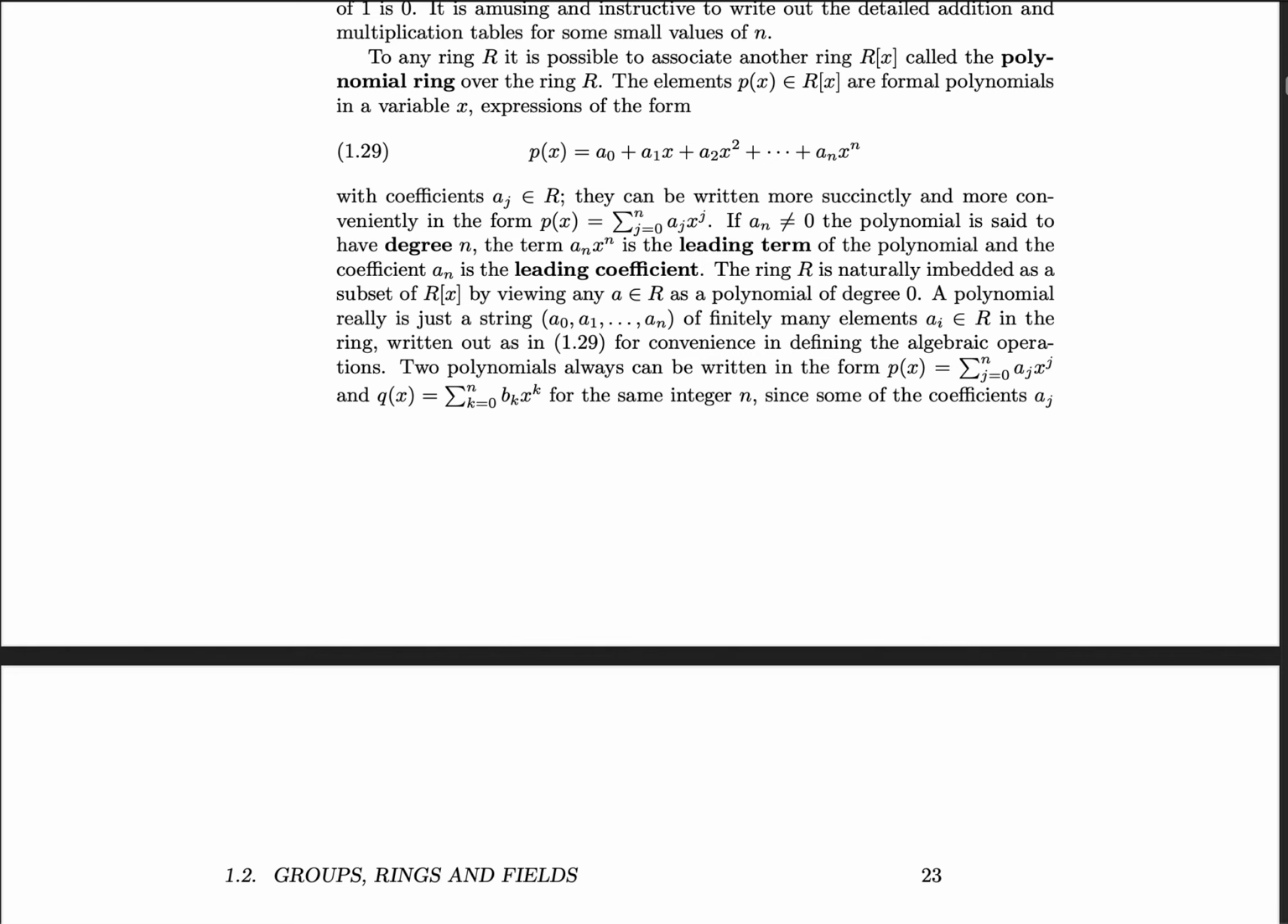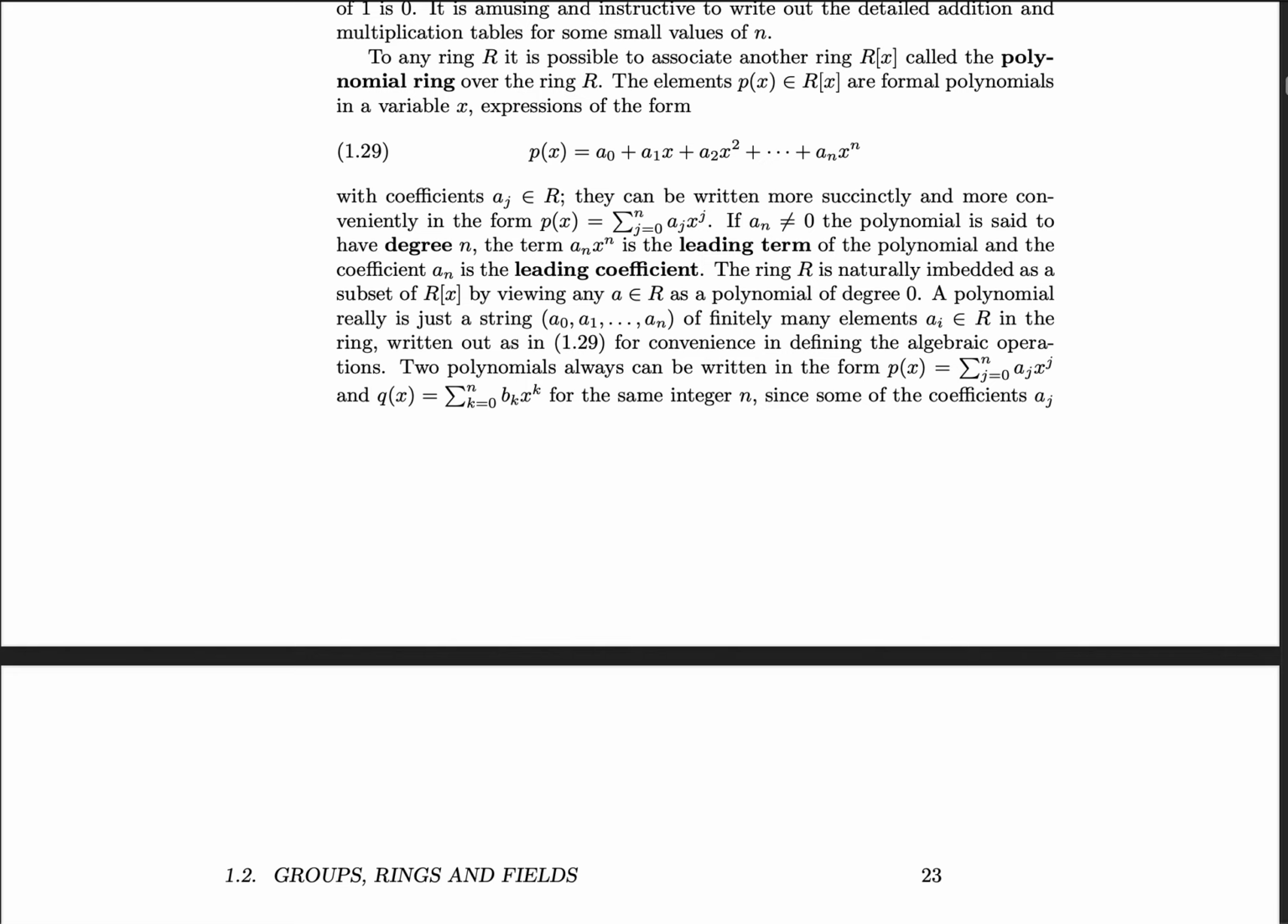The ring R is naturally embedded as a subset of the ring of polynomials over R by viewing any a in R as a polynomial of degree 0, i.e. that each of the x terms has a coefficient of 0, which is clearly an element of R since it's a ring. You can check the algebraic operations on them, but they follow as normal polynomial operations, such as the sum and product of two polynomials.